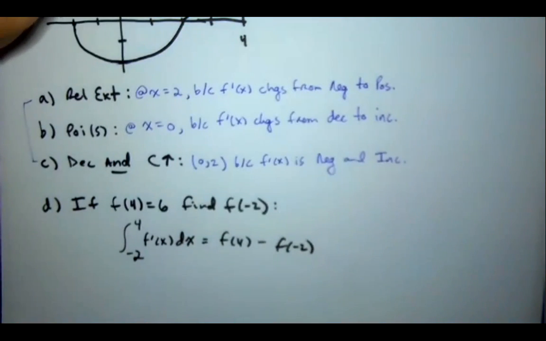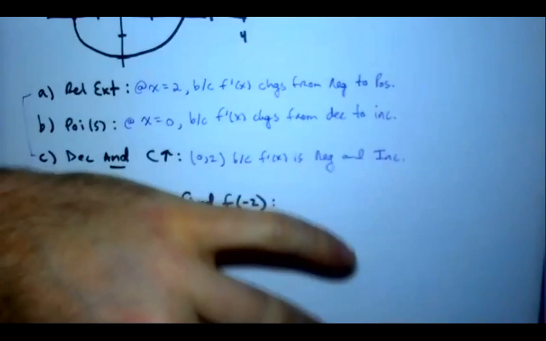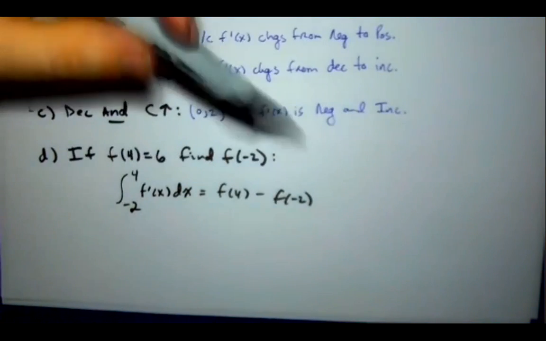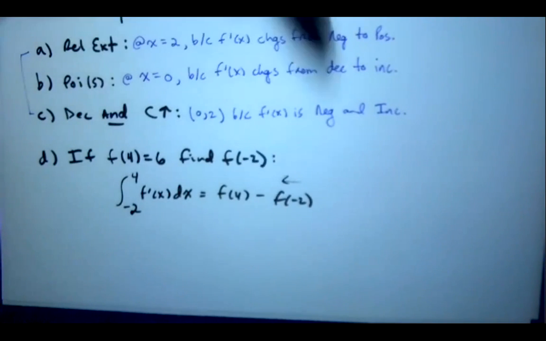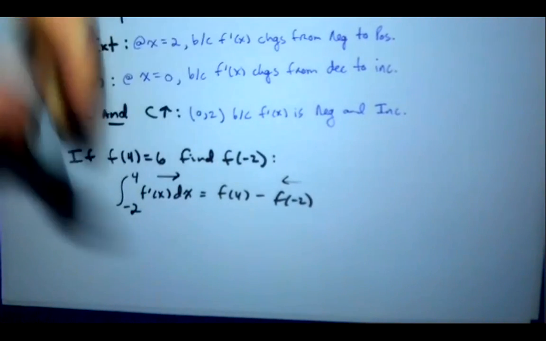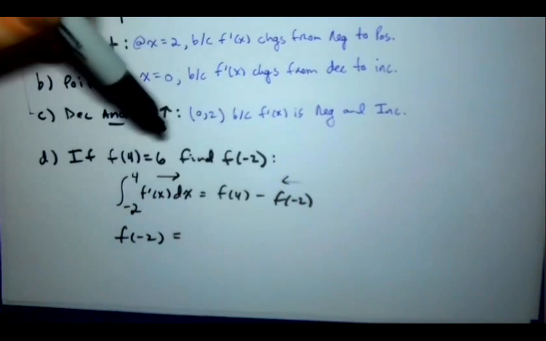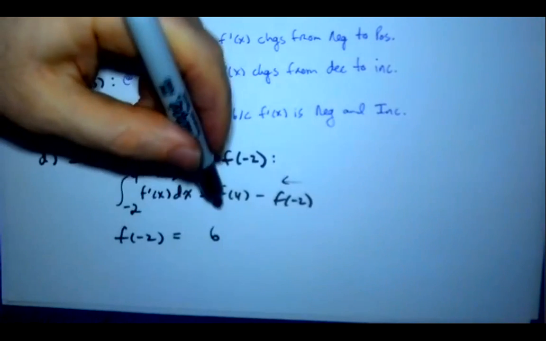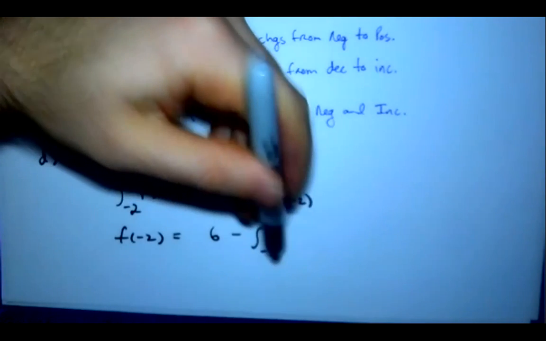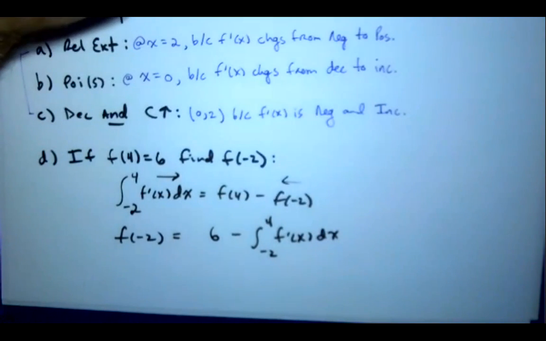Got it. All right, we got the setup, and now we're trying to find f of -2. So how do we rearrange this so it's in order to do that? Oh, do you want me to do it? Sure. Okay. You want to move the f of -2 to the other side and move the integral to the other side. Yeah. So that would be f of -2 is equal to f of 4. But now at this point, hopefully we can make the substitution that f of 4 is 6. So that's going to be 6. And then when you bring this one over, it's minus the integral from -2 to 4 of f prime of x dx. Okay, cool. We got all of that.